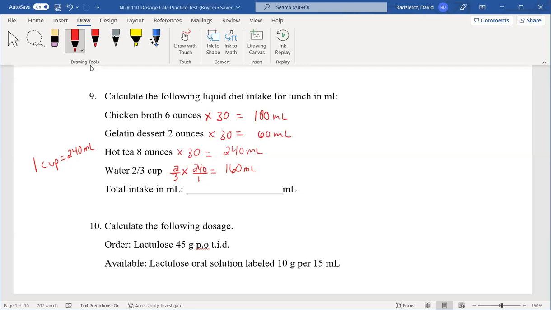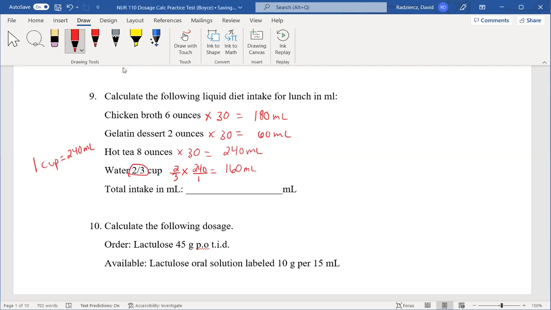Wait, so 2 divided by... you just did 2 times 240, right? Oh, because one cup is 240 milliliters. And then 2 times 240 is 480, divided by 3 is 160. Okay. Thank you. And like I said, I doubt you're going to see 2/3.